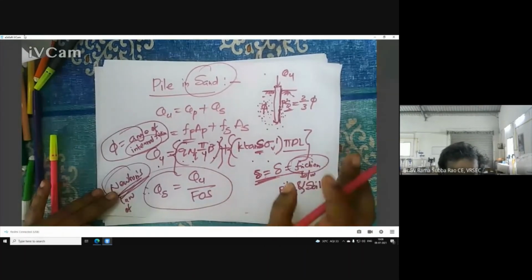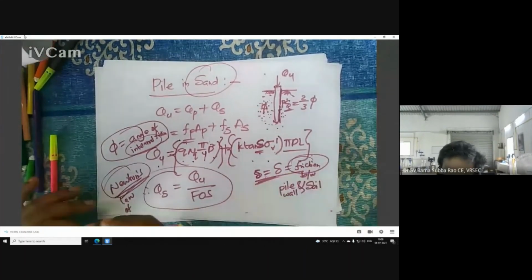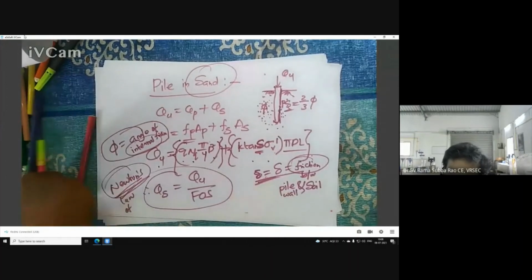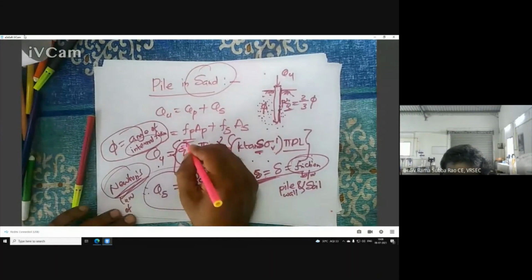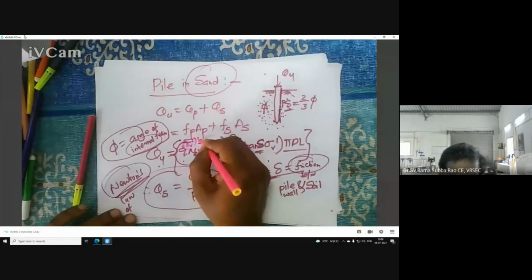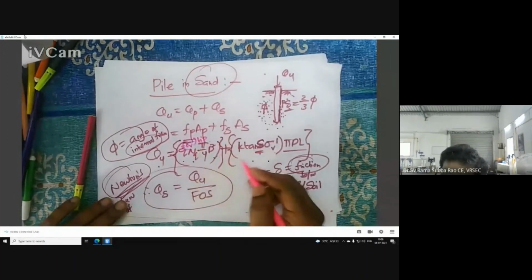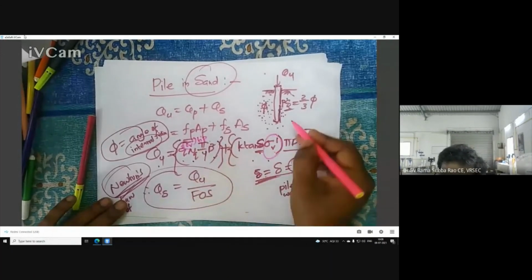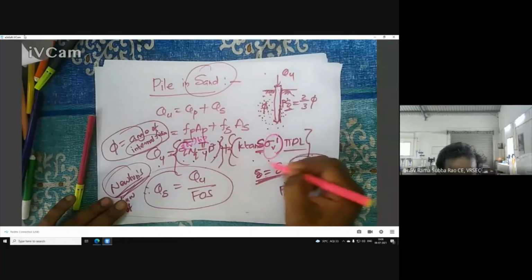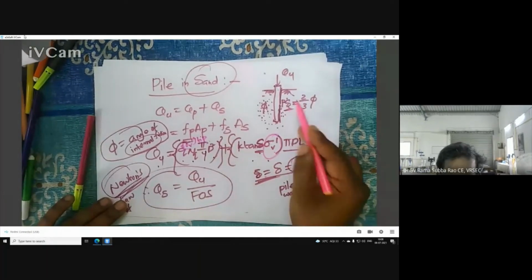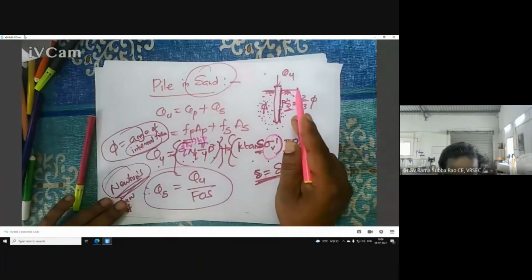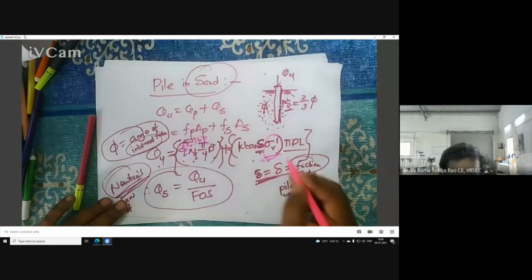But I know what you are thinking. I can understand actually. Your q is sigma v dash at the tip. Now, anybody ready to say what is sigma v dash? Is it at the tip or at the top? Can anyone tell me how to take sigma v dash?